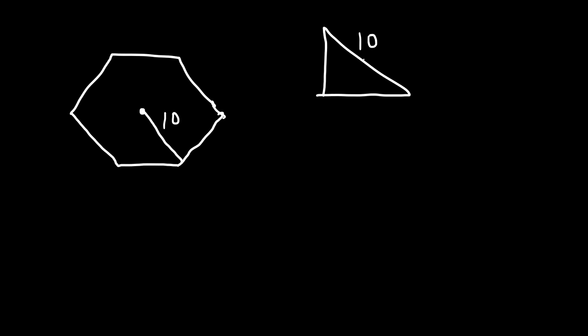Let's say we have a regular hexagon, and this time we're not given the side length, but we're given the radius of the hexagon. Let's say the radius is 10. Calculate the area of the regular hexagon. So let's draw a picture. We're given R, that's 10, and we don't know the apothem, and we don't know s over 2.